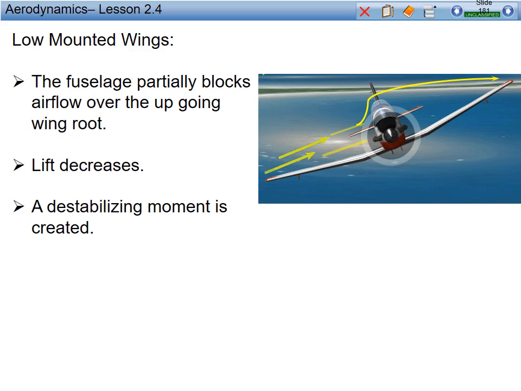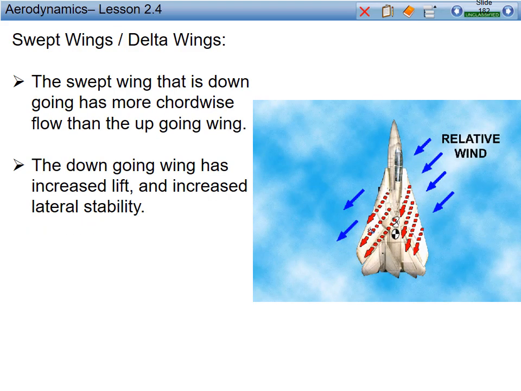Conversely, with low-mounted wings, the fuselage partially blocks airflow going up and over the wing root, which causes lift to decrease on the downgoing wing and increase on the upgoing wing. A destabilizing moment is created. Swept wings or delta wings. The swept wing that is downgoing has more chordwise flow in a lateral side slip, causing more lift, causing it to want to come back up. Conversely, the upgoing wing has more spanwise flow, decreasing its lift, overall causing an increase in lateral stability.